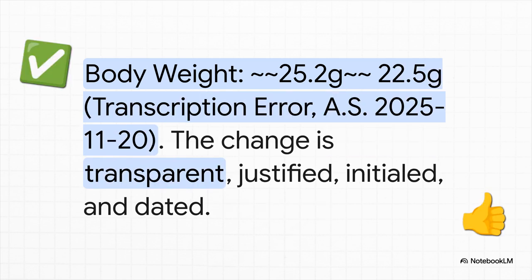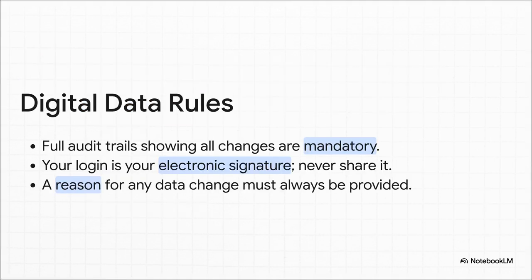Okay, now this is how you do it. This is the right way. Notice the difference? There's just a single line through the original number, so you can still read what it was. The new value is written clearly right next to it. And, this is the most important part, there's a reason for the change, transcription error, followed by the initials of the person who made it, AS for Dr. Sharma, and the date. This is transparent. This is defensible. And look, these same principles apply 100% to our digital systems too.